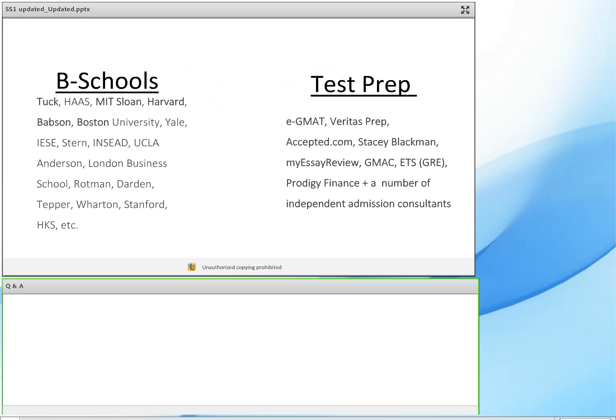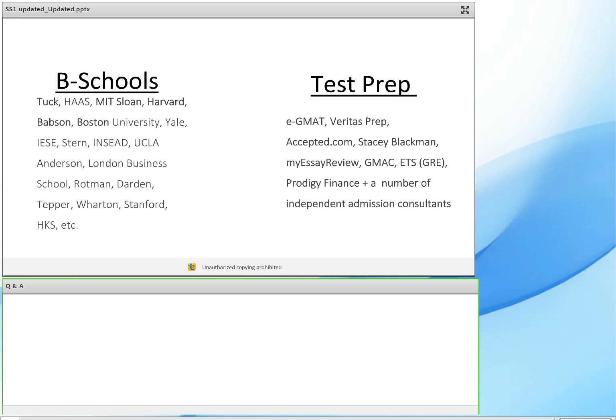So what kind of people participate in these conferences? When it comes to B schools, pretty much any top B school that you can think of is there. And when it comes to the test prep industry, top folks in the test prep and admission consulting space are there. So you have the Linda Abrahams, the Stacy Blackman, folks from Veritas Prep, EGMAT is there as well. You also have the GMAC over there. GMAC, this year, is the gold sponsor for this conference.